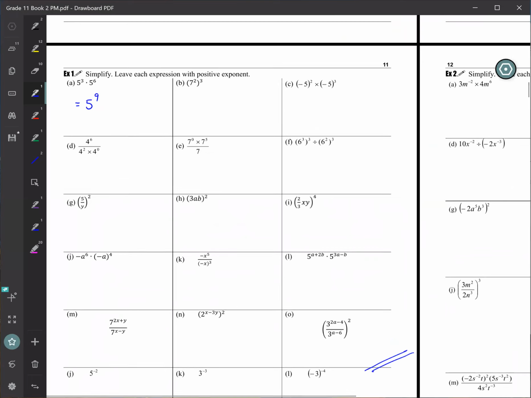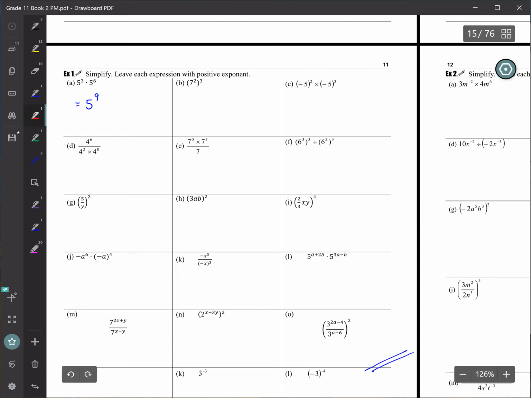Jason, yes Eric, can I just leave it at 5 to the power of 9? Yeah, you leave it like that. You don't need to find out what that equals. Okay, yeah, we just simplify.